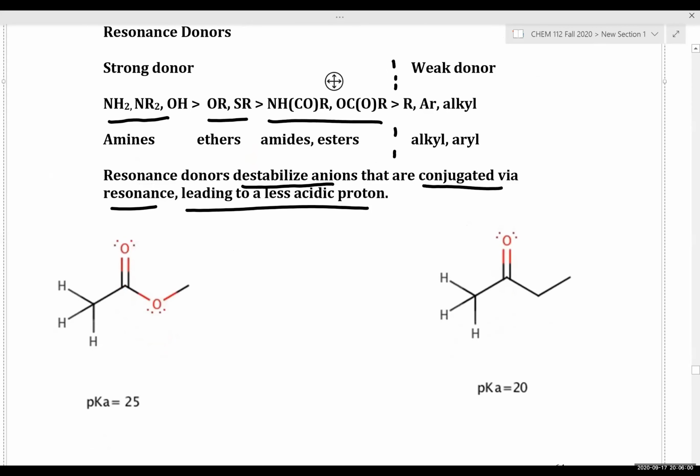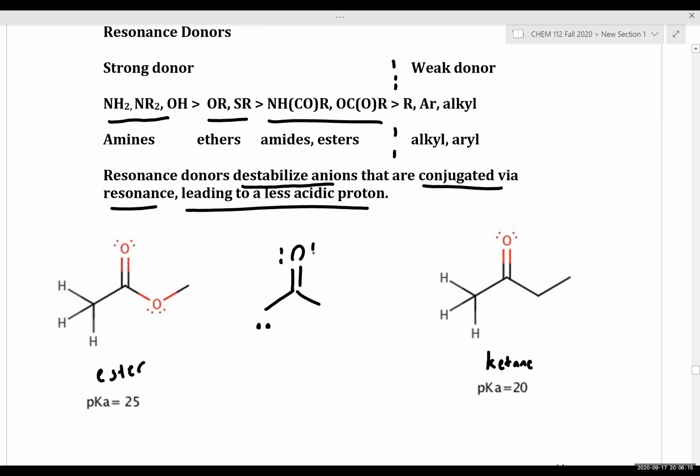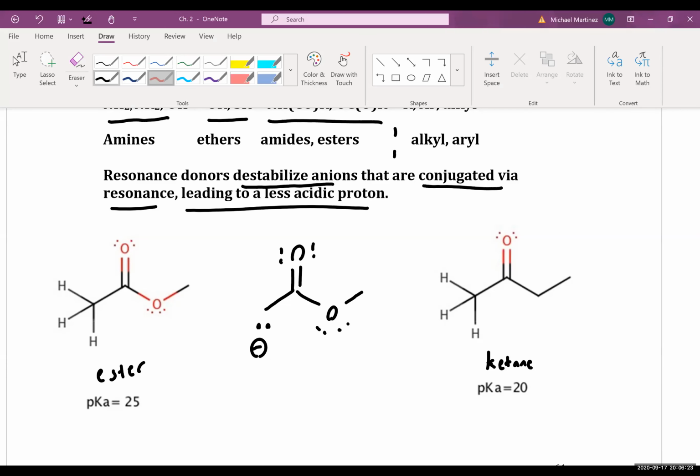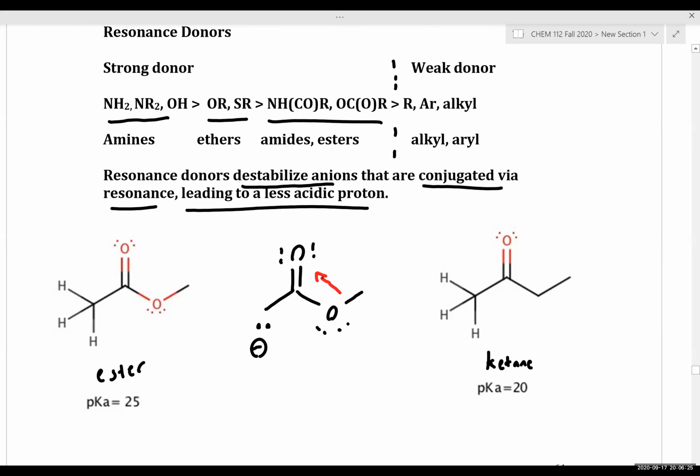So unpacking this ketone example, we're comparing an ester this time to a ketone. Suppose we generated an anion here. Now, one thing that we can see is that our oxygen is donating electron density via resonance.